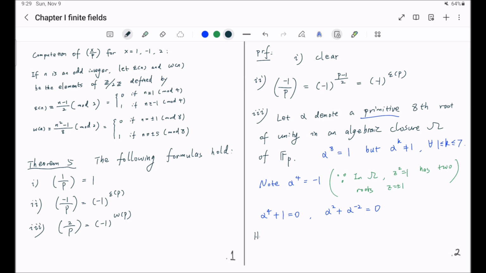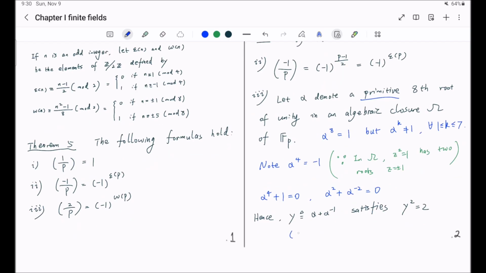So the element y, defined as alpha plus alpha inverse, satisfies the equation y squared equal to 2. This is because alpha plus alpha inverse squared is alpha squared plus 2 plus alpha to the -2, which is just 2.